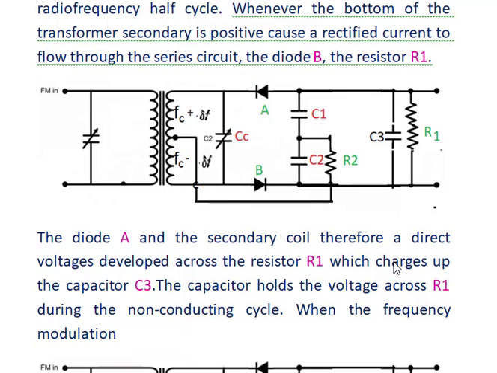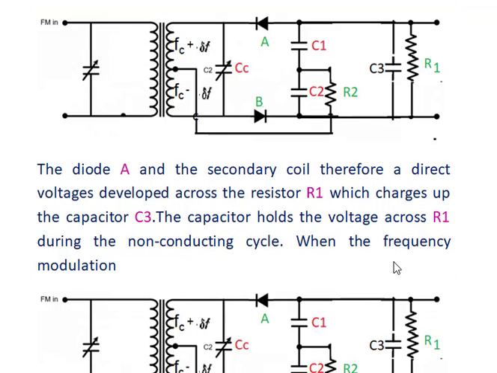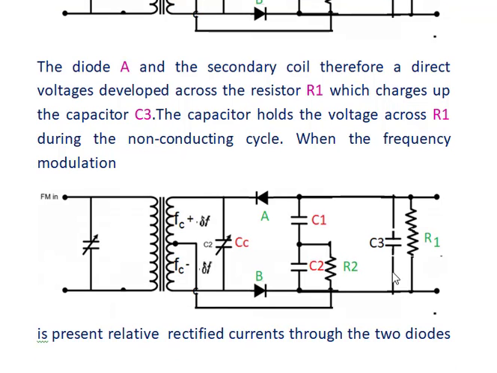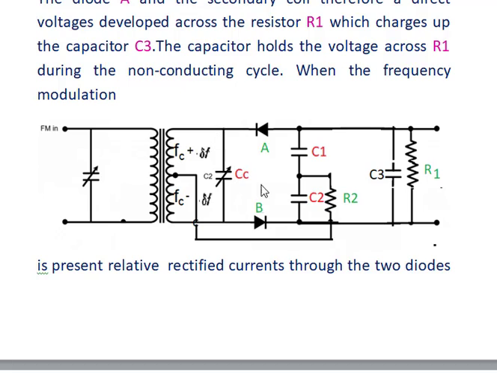When the frequency modulation is present, it varies the two rectified currents through the two diodes. During the negative cycle, this diode conducts. During the positive cycle, this diode conducts. So both the diodes conduct at all times, and the voltage is available for all the frequencies.